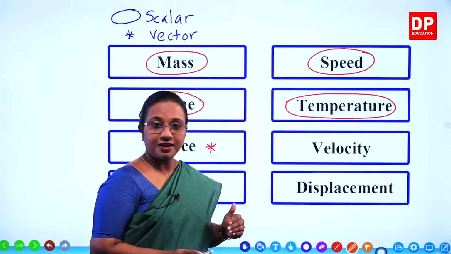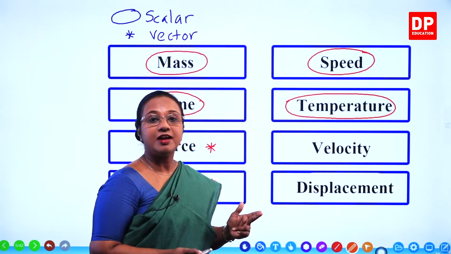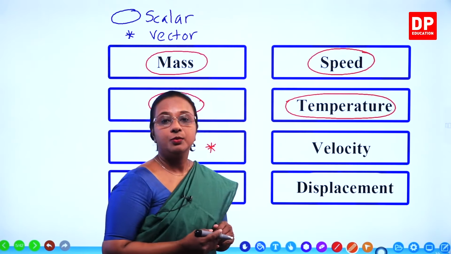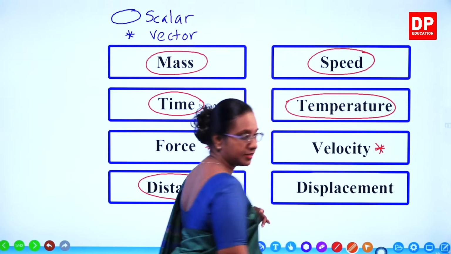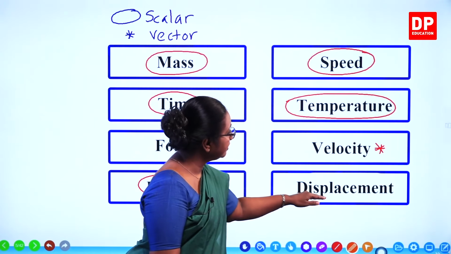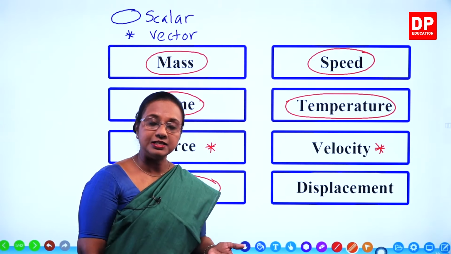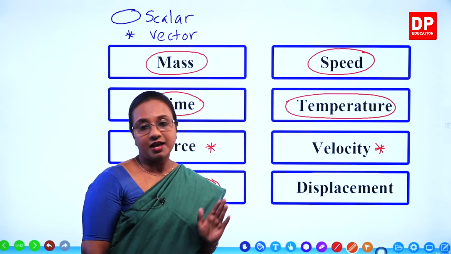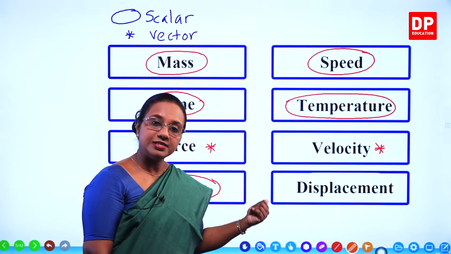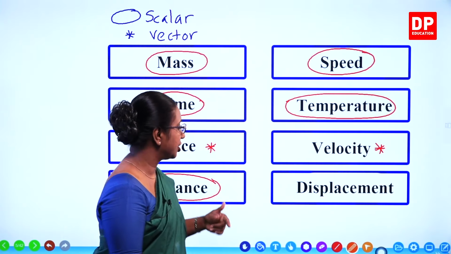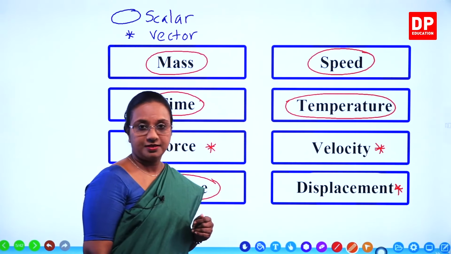But like the aircrafts, you need to consider the magnitude and the direction when we talk about velocity. So therefore, it is a vector quantity. And finally, the displacement. Displacement again talks about magnitude in a certain direction. Movement in a certain direction. So this has a magnitude and a direction. Therefore, this is also a vector quantity.